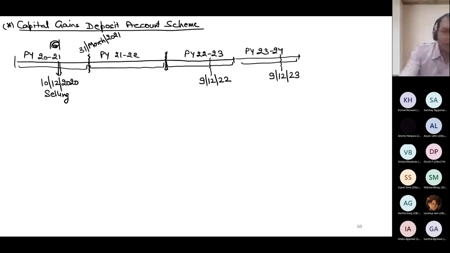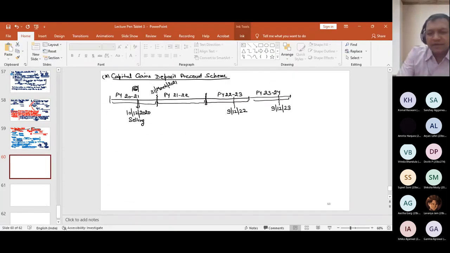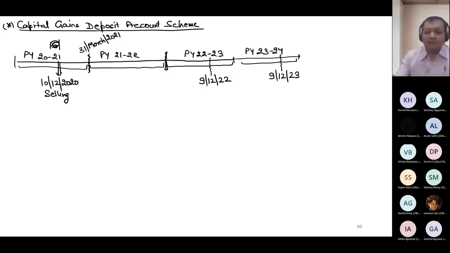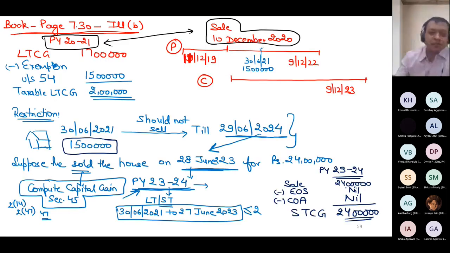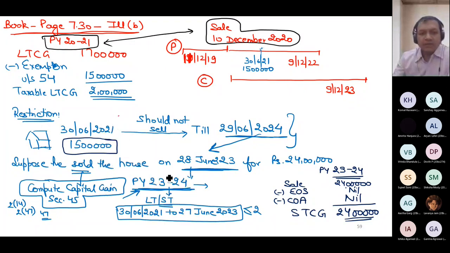Is this clear? Please raise your hand if you have understood this structure. Discussing the same question, I have simply written those dates. It's nothing new, it's the same date. But in the previous example, fortunately, I purchased the house on 30th June 21.